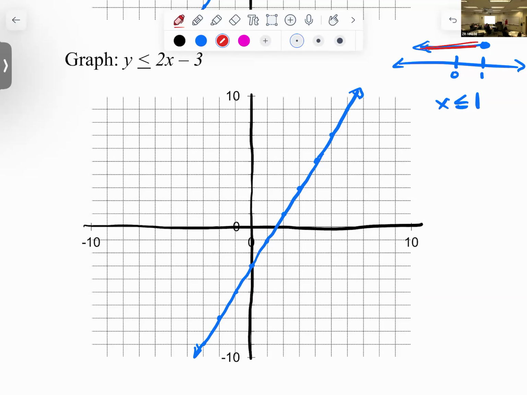And again, as long as you always write it in y equals mx plus b form, then it reads out shade below the line, right? So that means I shade over here.